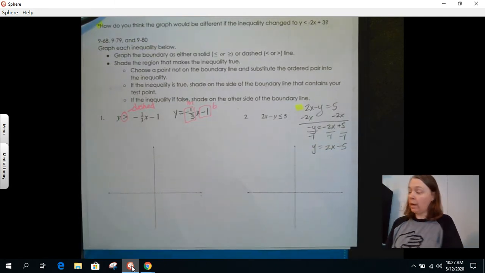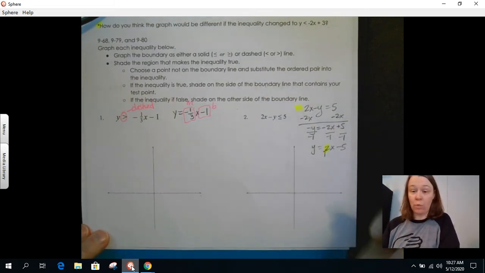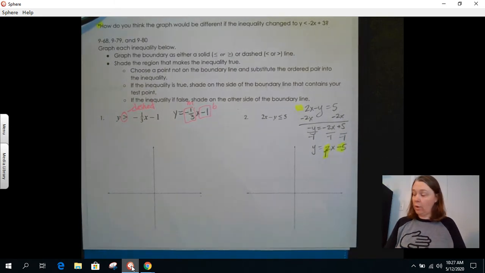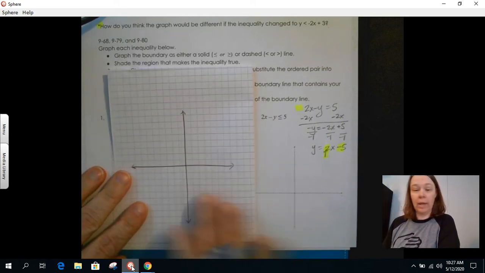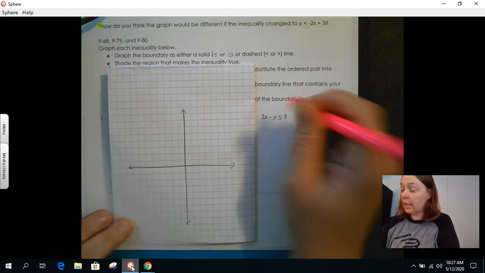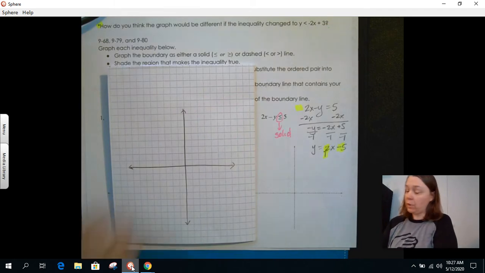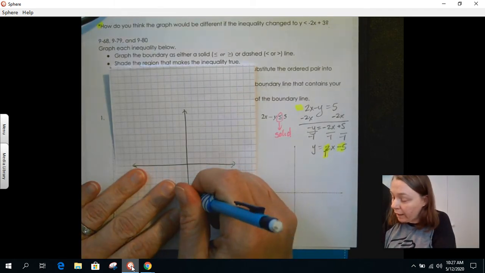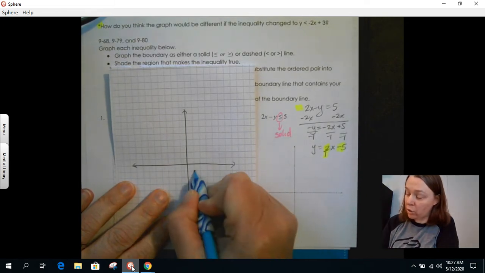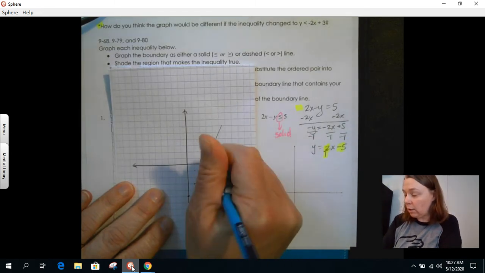So when I graph that, I know my slope is 2. Actually, I'm going to think of that as 2 over 1. So I have a change in y over a change in x. And my y-intercept is negative 5. Okay, so I'm going to plot that line. We should also be thinking about, okay, solid or dashed? This has the equal to underneath it. That means solid. So y-intercept 1, 2, 3, 4, 5. And my slope was 2 over 1, so that's a rise of 2 and a run of 1, or a change in y of 2, change in x of 1. Okay, we get a solid line.